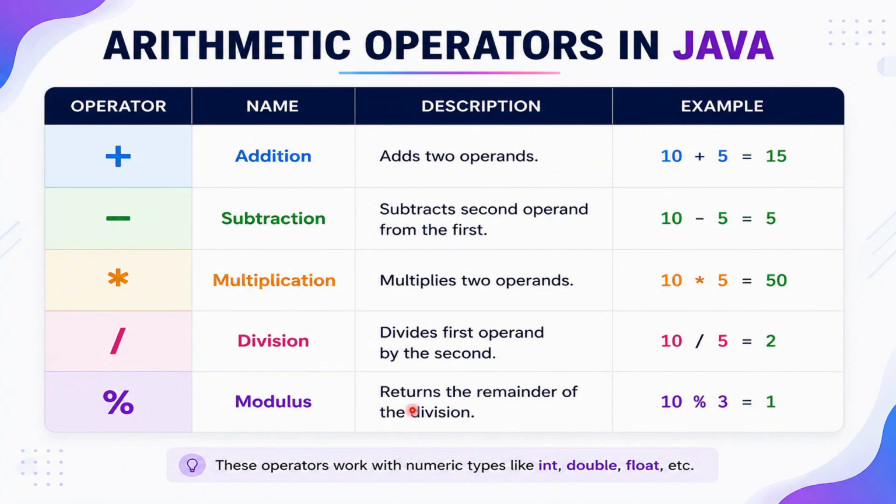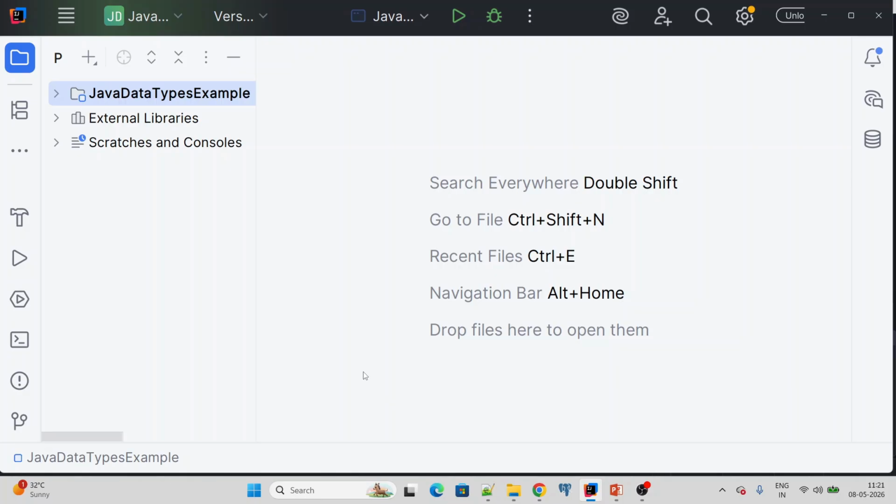Next, we have the modulus operator. The modulus operator returns the remainder of the division. For example, 10 modulus 3 is 1. When we divide 10 by 3, we get 3 as the quotient and 1 as the remainder. So here modulus will give us the remainder of the division. So remember this. Now let's understand this topic with a practical example.